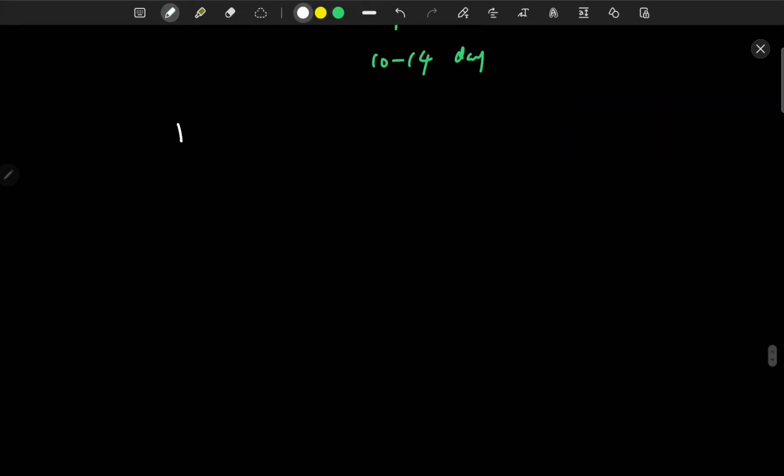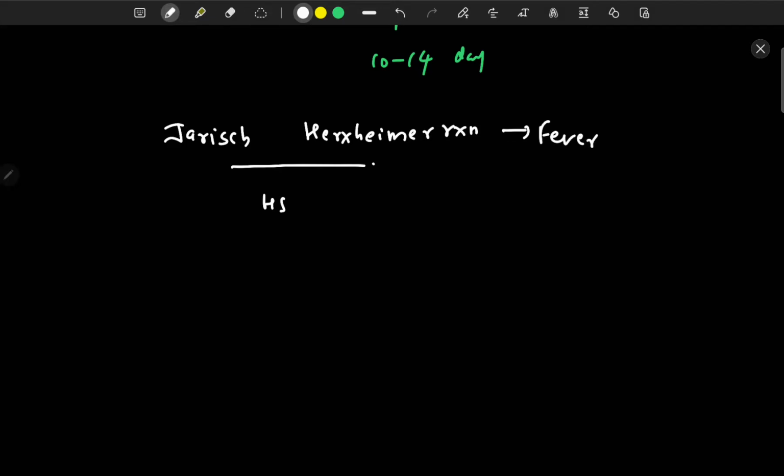Then there is a reaction called the Jarisch-Herxheimer reaction. This is a hypersensitivity reaction seen with penicillin use in secondary syphilis. The person will present with fever, rash, arthralgia, and worsening of the cutaneous lesions.